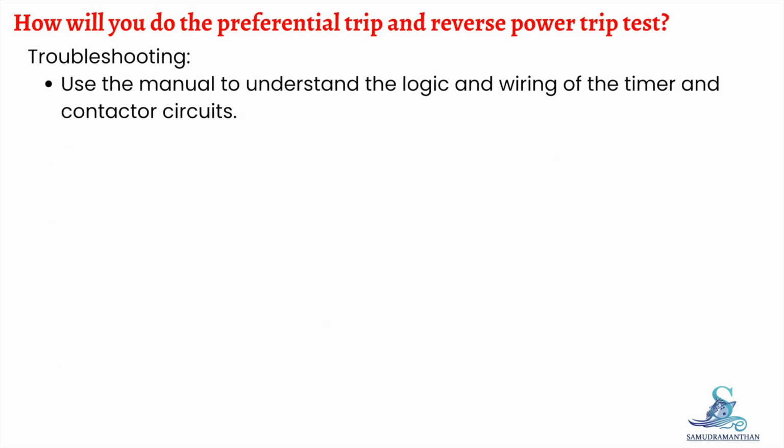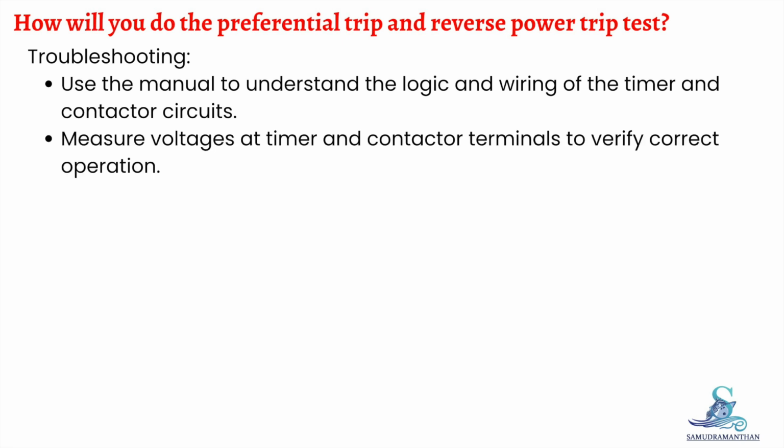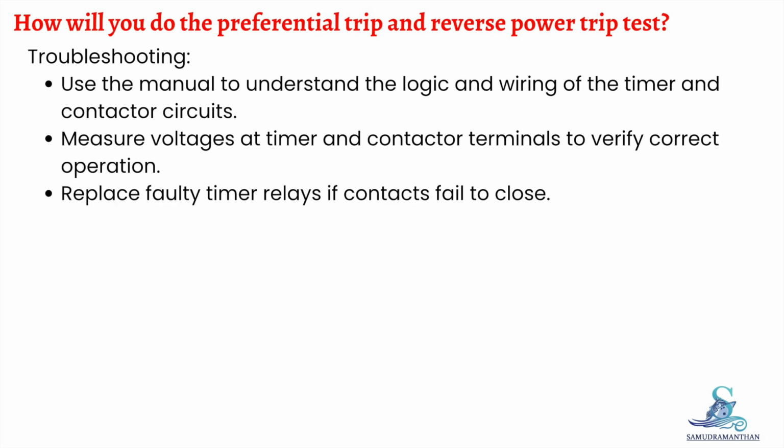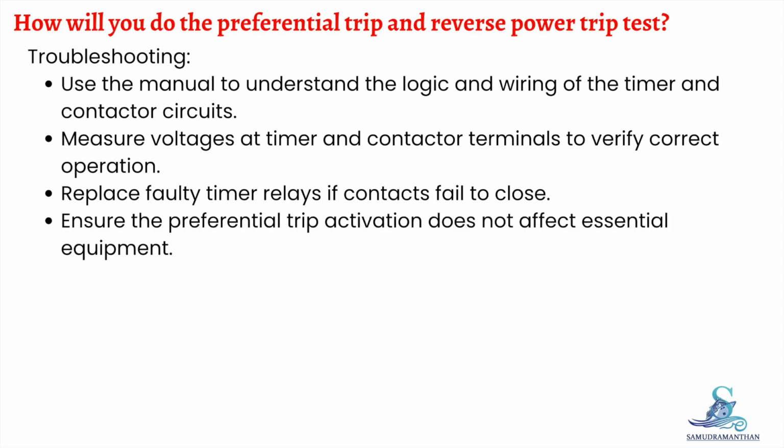Troubleshooting: use the manual to understand the logic and wiring of the timer and contactor circuits. Measure voltages at timer and contactor terminals to verify correct operation. Replace faulty timer relays if contacts fail to close. Ensure the preferential trip activation does not affect essential equipment.